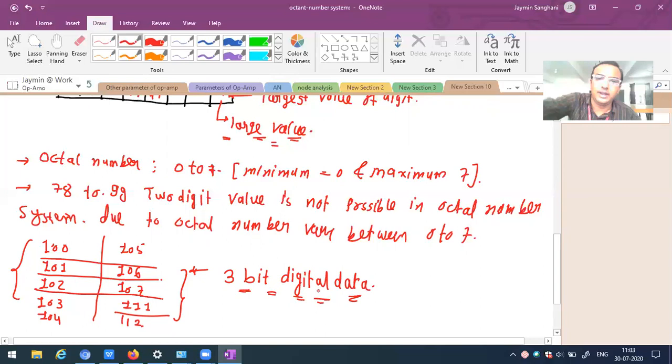See this 3-bit digital data written in that particular way. So now, how is weight given in the different positions for an octal number system?